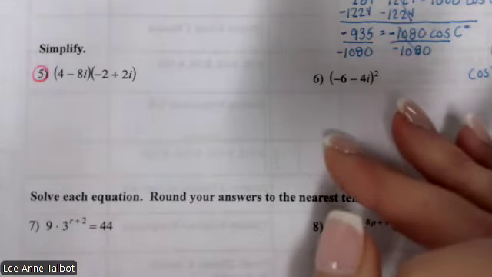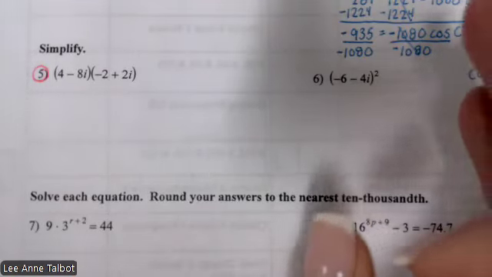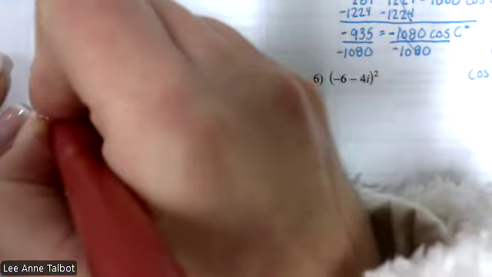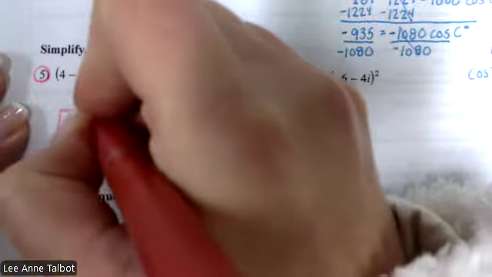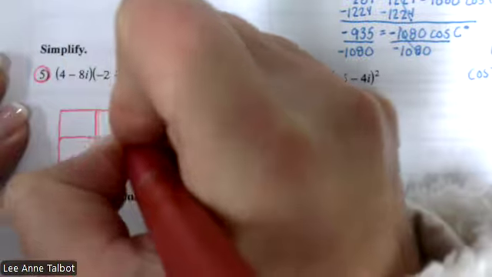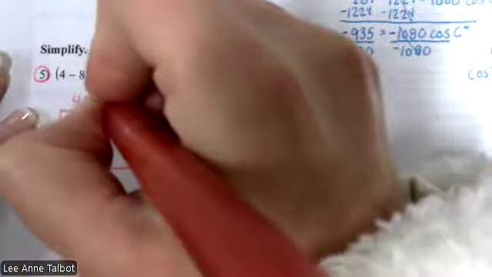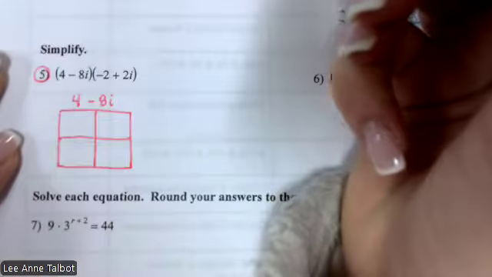But you guys know when you get a negative under the square root, you make an i in the front, right? Okay, so this is a box problem. I'm multiplying two things together. This is a binomial times a binomial, so I make a 2 by 2 box. I'm going to put 4 minus 8i in the top, negative 2 plus 2i in the side.